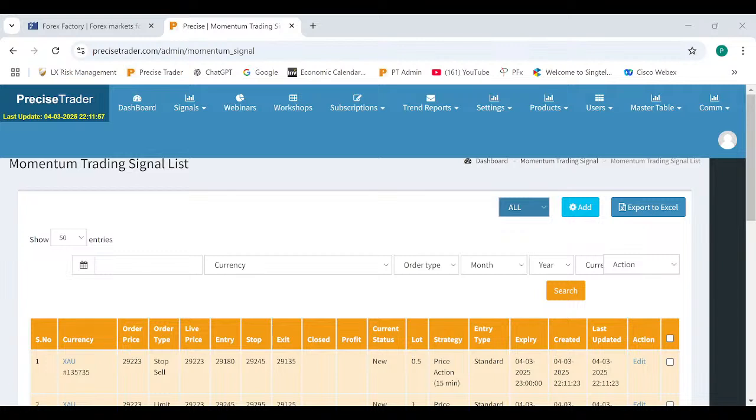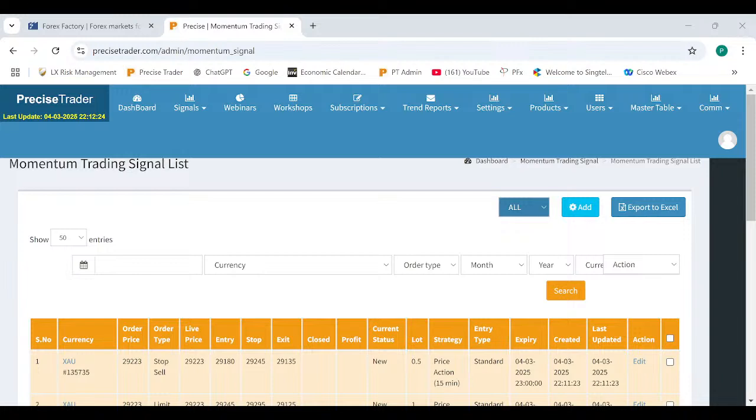Just put in this. I think the gold is breaking lower. If you think you want to enter the market, you can go for a market order. Okay, so I have entered the trade.